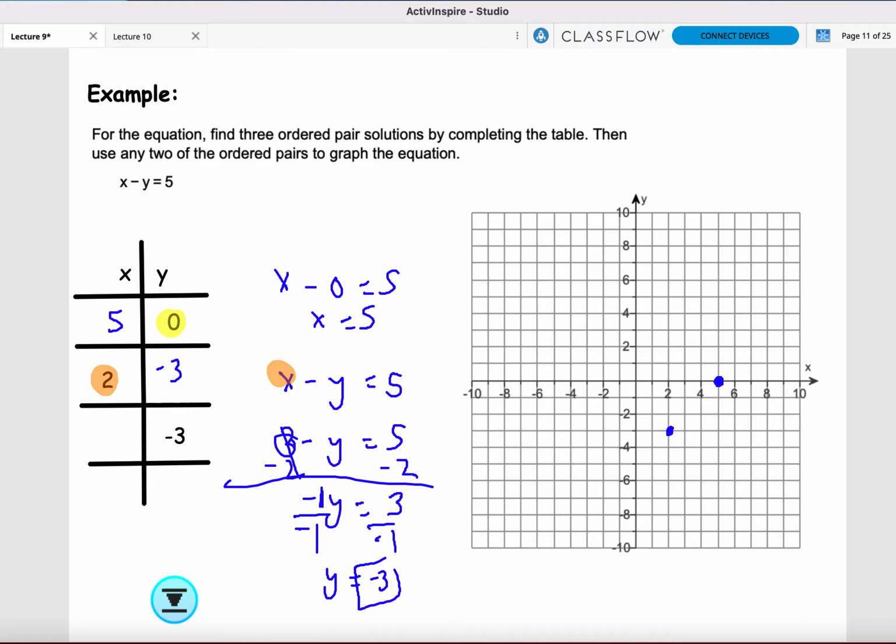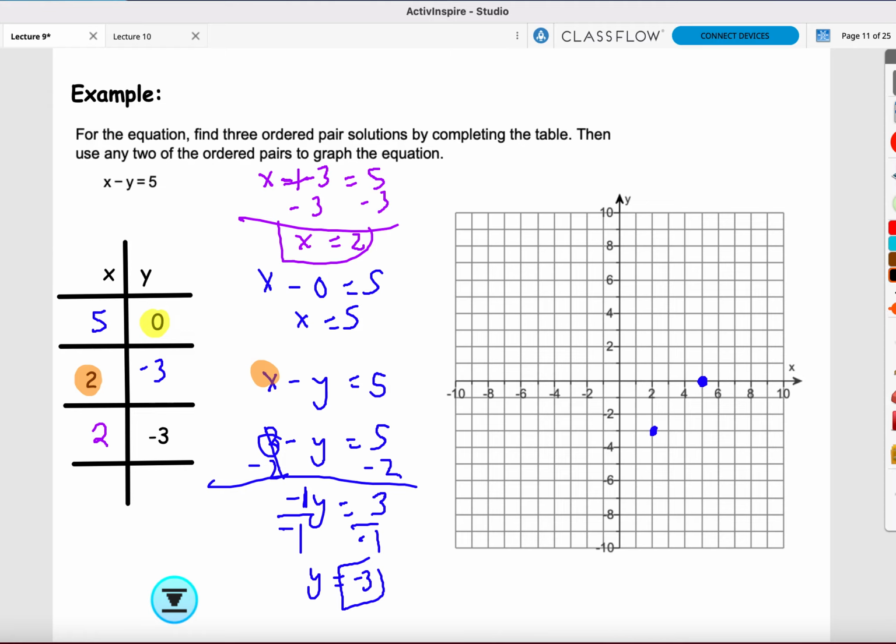So I'm going to do my work in purple. So it'll be X minus negative 3 equals 5. So two negatives make a positive, right? Plus 3. So we want to get X by itself, so subtract 3 on both sides. So we get X equals positive 2, which is the same thing. So these 2 points are the same, but luckily we only need 2 points. We only need 2 points to make a line in algebra.